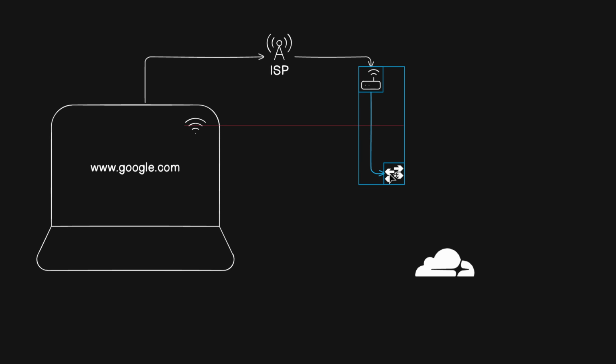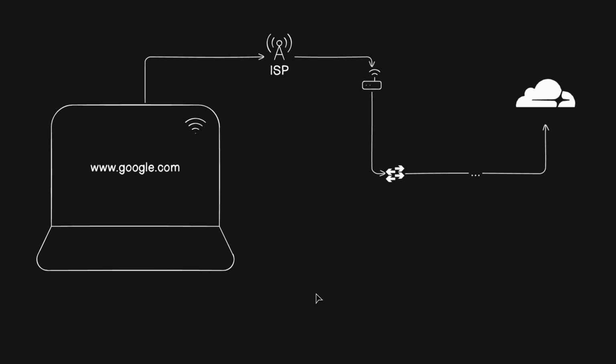That server processes your request, prepares a response, and sends it all the way back to the computer through the same kind of path, just in reverse. This entire round trip happens in milliseconds. So, in short, the internet works by connecting millions of computers and devices using a global network of routers and servers, and by following a common set of communication rules called protocols.